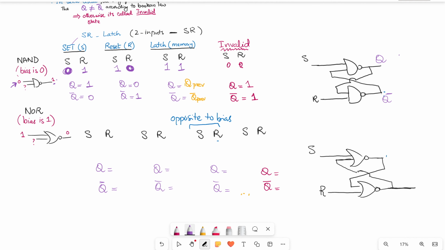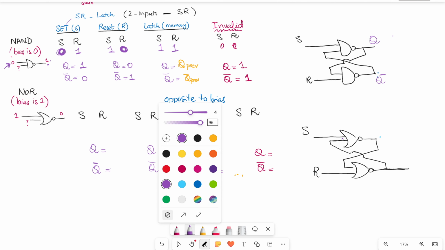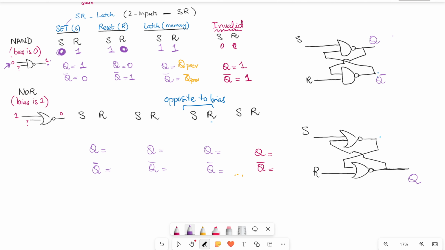Okay. So now coming to the NOR gate latch. So the tip of a NOR gate latch is diagonally to S will be your Q and diagonally to the R will be your Q bar. Okay. So let's do with this knowledge the SR NOR gate key latch. So as NOR gate has a bias towards 1, this means that as soon as a single pin is 1, it will immediately produce 0.